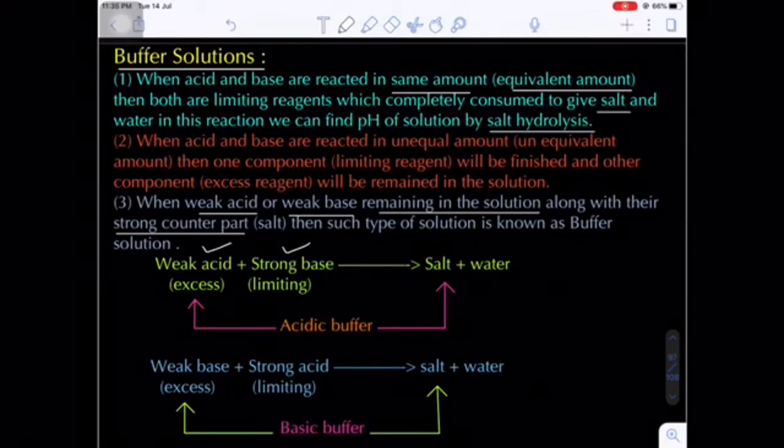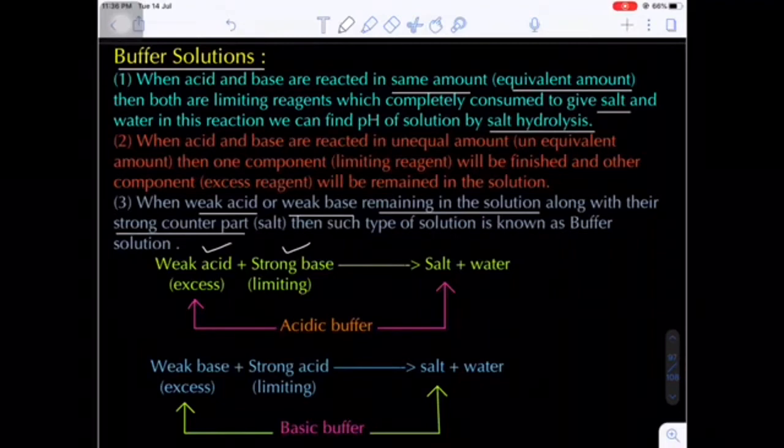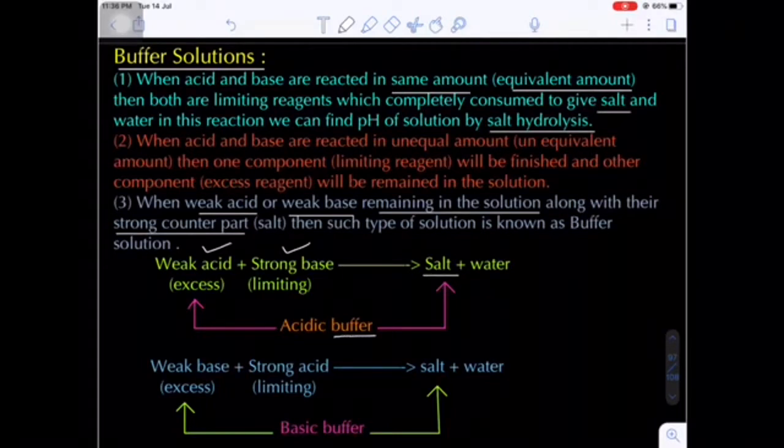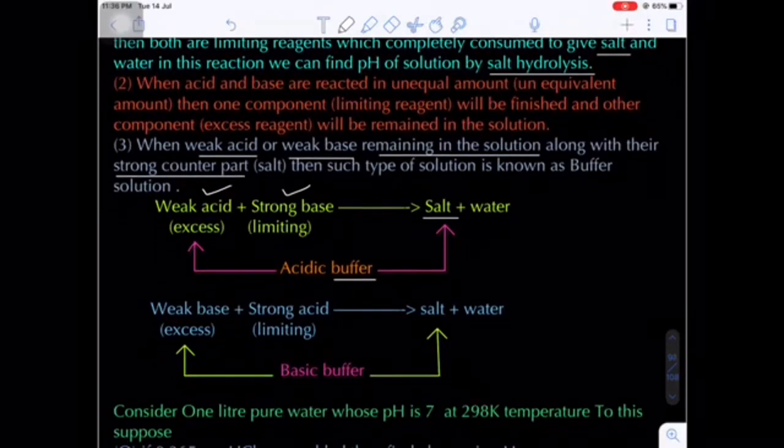Here the condition should be that the weak acid and strong base must be in unequal amounts. One more important thing: the weak acid must always be the excess reagent and the strong base must always be the limiting reagent. So the base will be completely consumed and in the solution the weak acid will be left along with its salt. Such a mixture is called a buffer solution. If the weak acid is present in excess amount, that is called an acidic buffer.